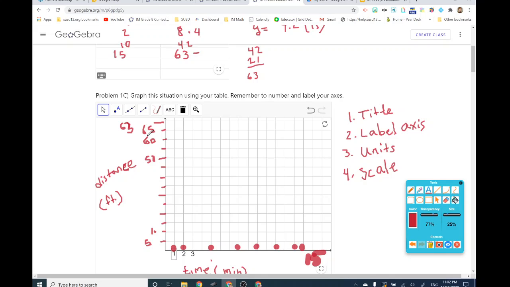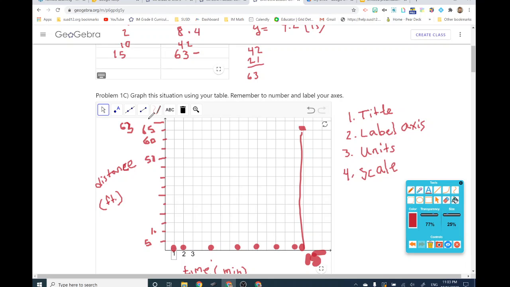That means when my turtle, after 15 minutes of walking, I'll just go up here to about 63. I guess that's about right here. There. After 15 minutes of walking, my turtle went 63 feet. So that scale works good.